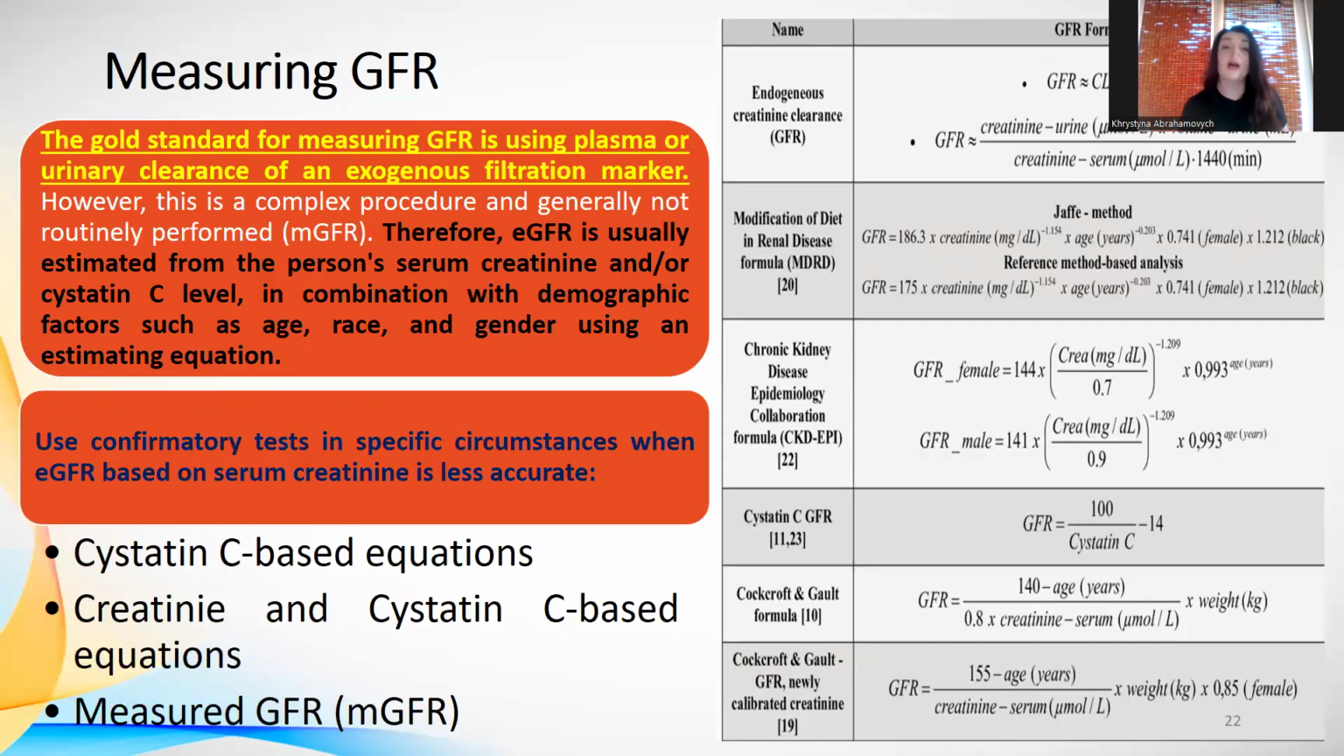So first of all, now, measuring glomerular filtration rate. The gold standard for measuring glomerular filtration rate is using plasma or urine clearance of an exogenous filtration marker.